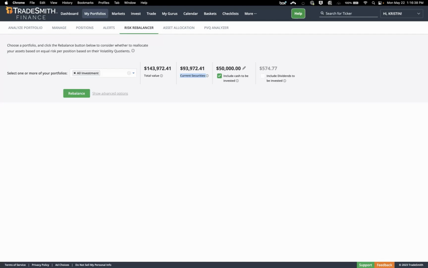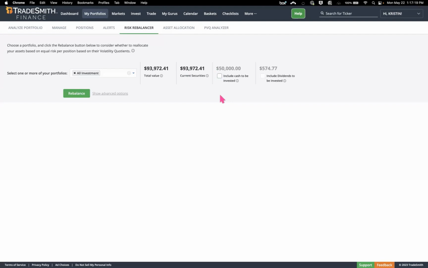All right, and then the next one is our cash. And the cash is the total available cash to be invested. So by default, the tool includes all of your cash to be invested. You do not have to reinvest your cash. So if you want to exclude your cash, you're just going to basically click here to take the check out. And you can see that it took this total value to match this. So if I did not want to reinvest the 50,000, I would uncheck it.